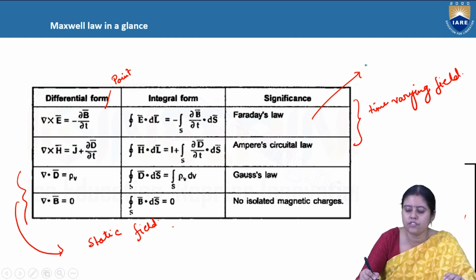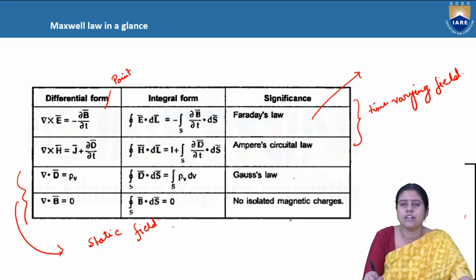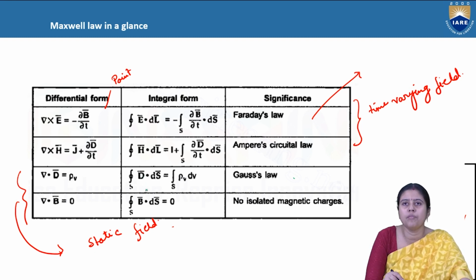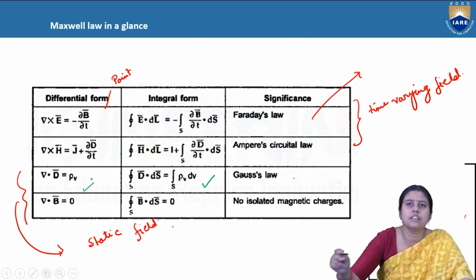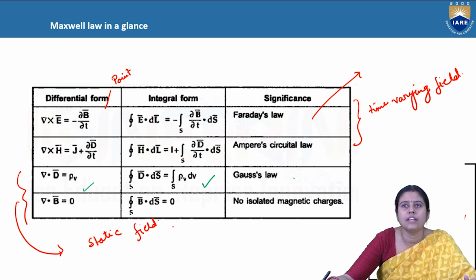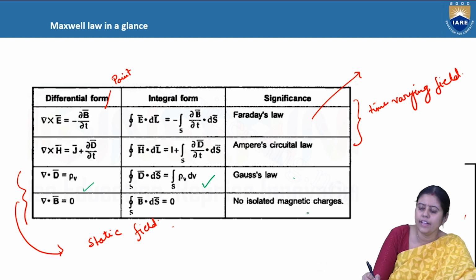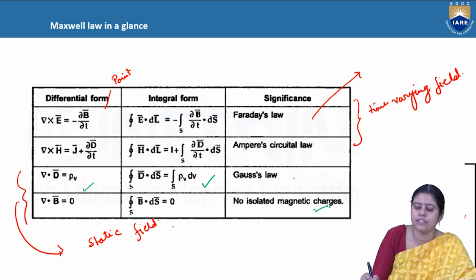The first is the Gauss law. What does Gauss law tell? The surface integral of D dot dS is equal to the volume integral of rho v dv, and we can also write grad dot D is equal to rho v. This we get from the Gauss law. The total derivations have been discussed in my previous lectures. Then the magnetic charge. So this is for the electrostatic field.